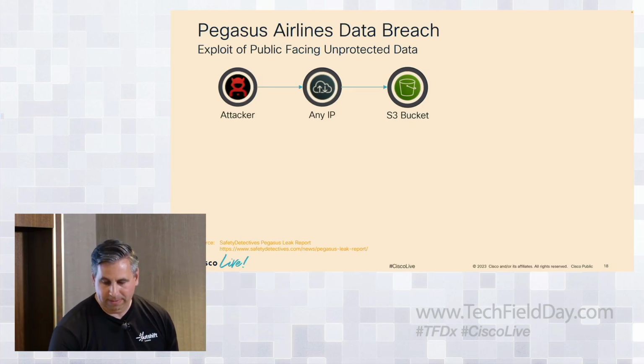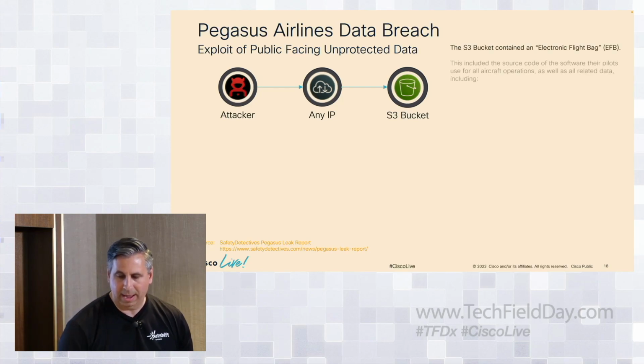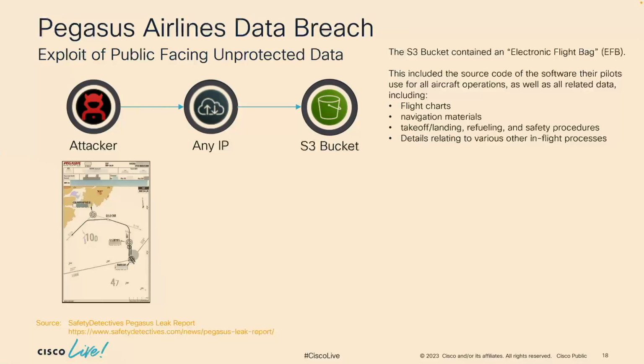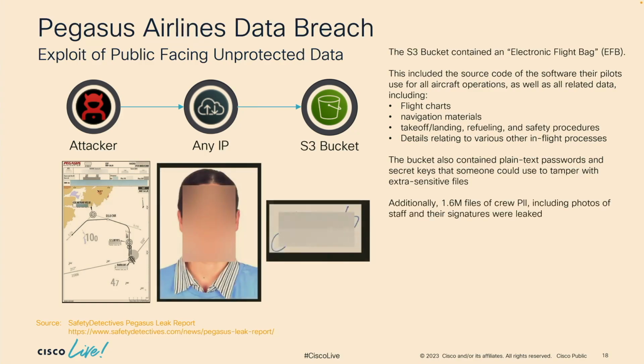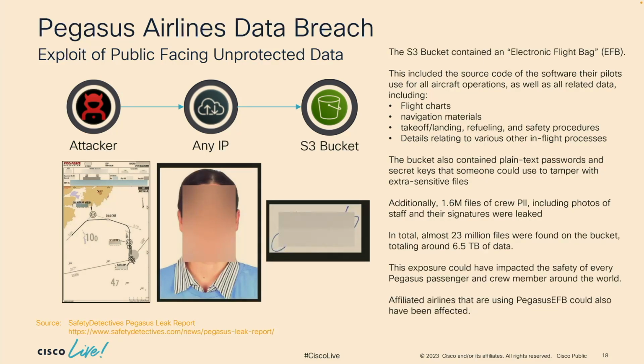Basically, there was a publicly facing S3 bucket that was able to be hacked through just brute force. And then everything you need to run an airline, from flight plans, navigation charts, and all the procedures, even plain text passwords and secrets and sensitive files that allow you to understand how their software runs, and 1.6 million files of PII. Every employee, their photos, their addresses, all this information was then leaked. Over 23 million files were leaked in total. So again, you wake up, you read this headline, and you're like, oh my goodness, can that happen to me?